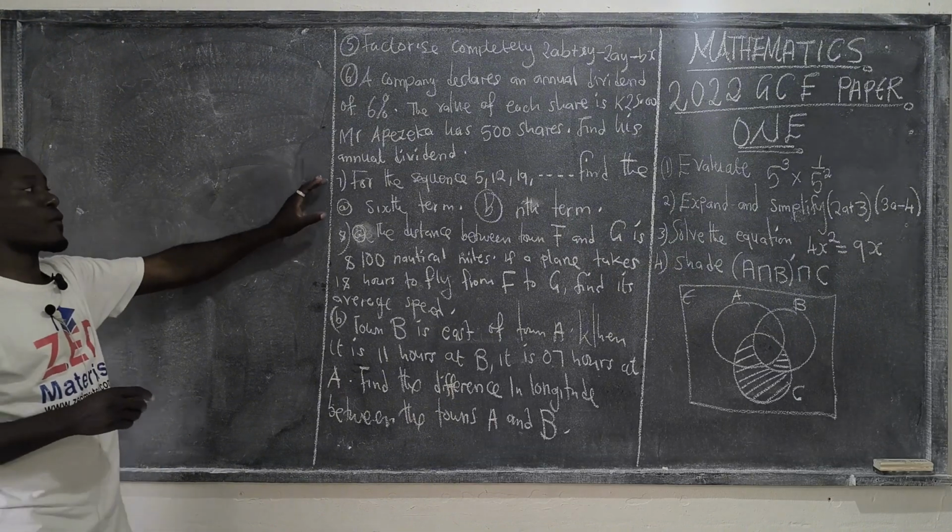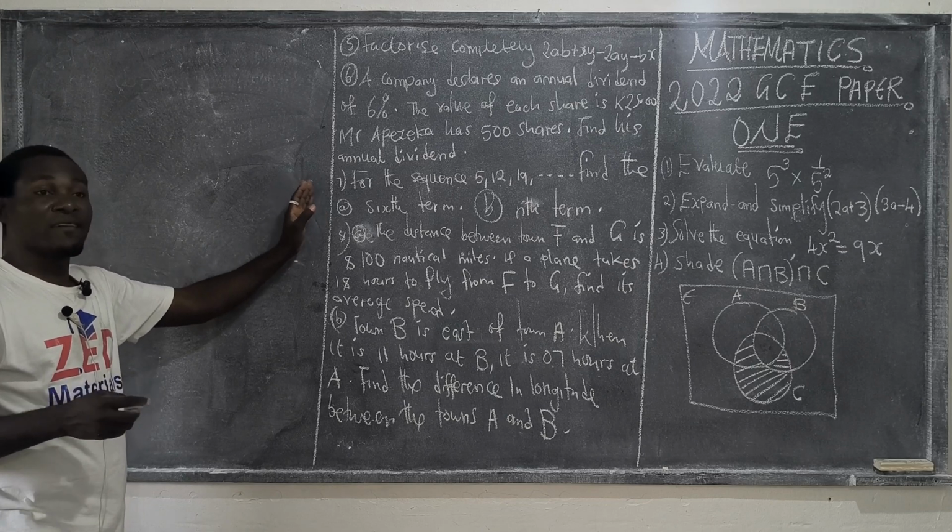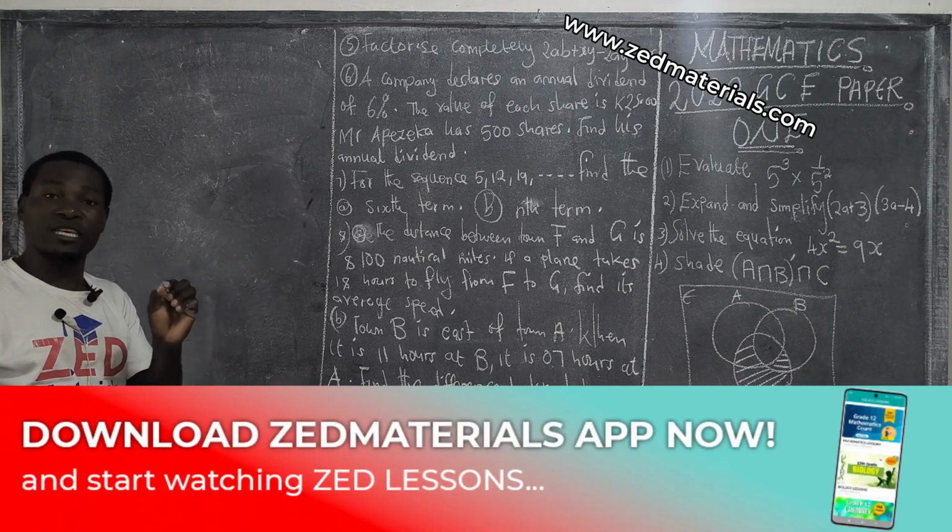So question 7: for the sequence 5, 12, 19, find the 6th term. This question is coming from sequences and series. It is a grade 11 topic. When you go to the Z material app, this topic is there.